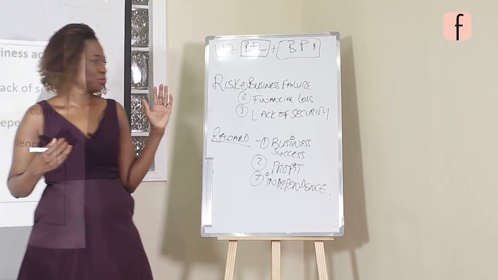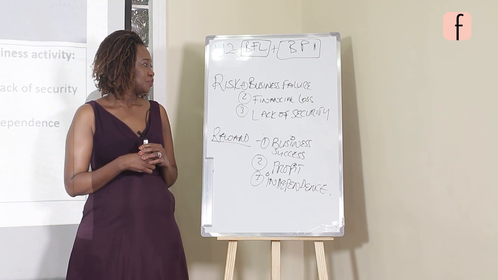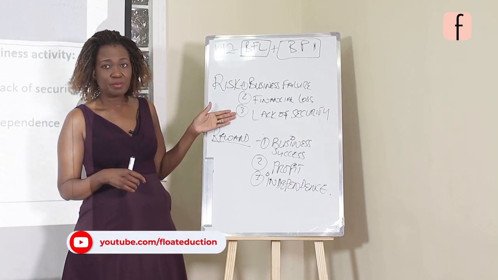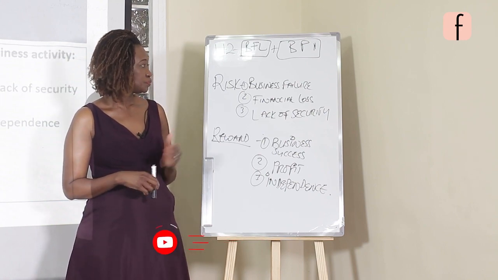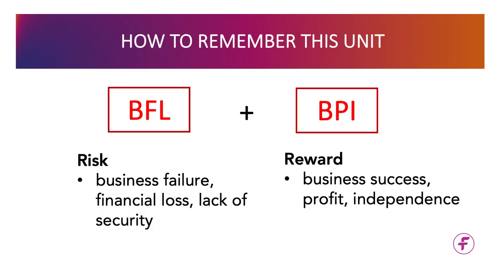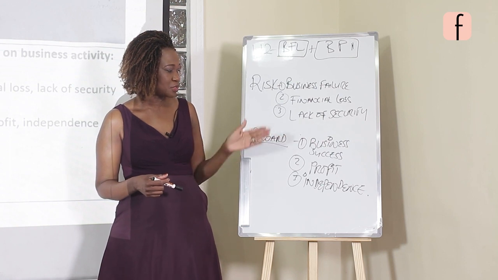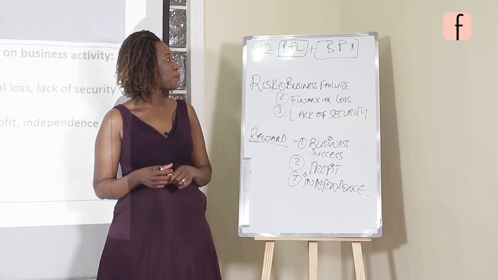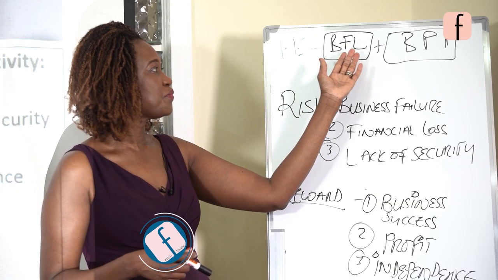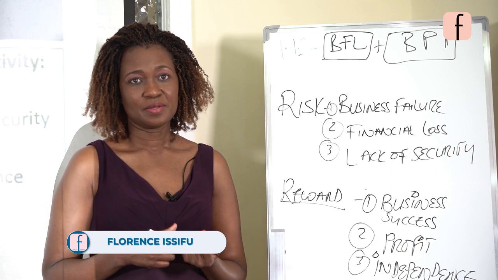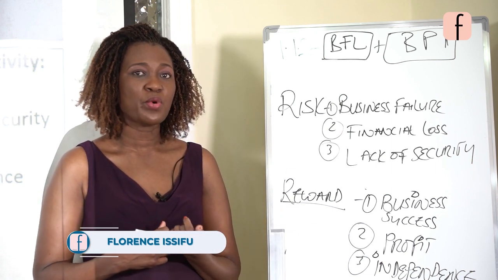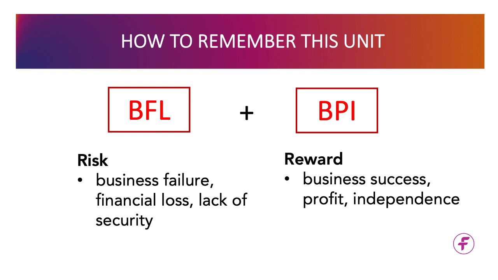So let's come to the session where we look at how to remember this. Risk, reward, 3 things to remember, 3 things to remember. So, business failure, financial loss, lack of security, BFL. Reward, business success, profits, independence. So on 1.1.2, all you need to remember, BFL plus BPI. So this will help you to remember 1.1.2. So when you are remembering it, just 6 main things to remember: BFL plus BPI. That is all you need to remember in this session.